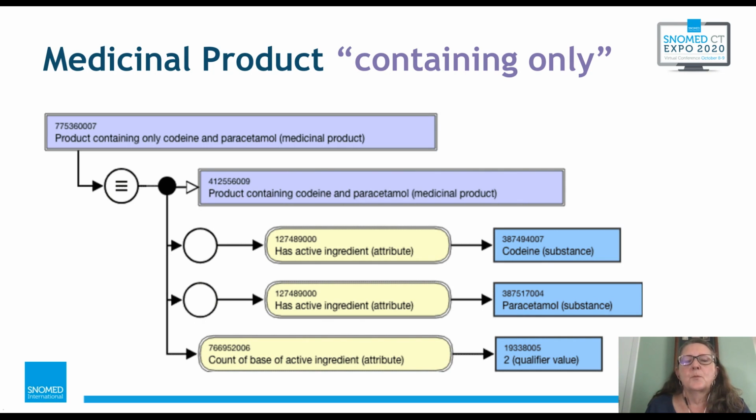The medicinal product containing only, when you have more than one ingredient, has multiple instances of has active ingredient, and the count is set appropriately based on the number of active ingredients. Again, the medicinal product containing only will be a child of the product containing level concept.